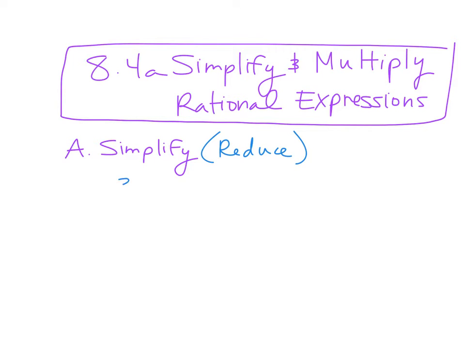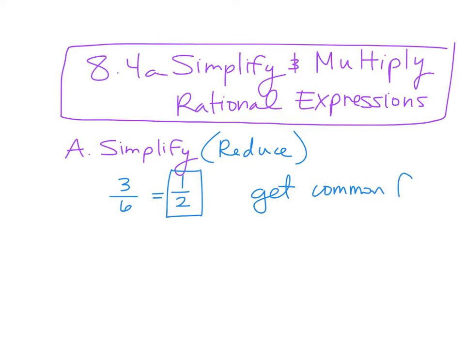So for instance, this is as simple as it gets. 3/6. If I said simplify, you would tell me what? 1/2, right? Divide both by 3, and we would get 1/2, okay? That's essentially what you're doing today, but with variables and rational expressions and lots of other things involved. But you are simplifying. You're making an answer as simple as you can make it. You need to, in other words, get common factors today with what we're doing, okay? Get common factors for every single one of these problems.